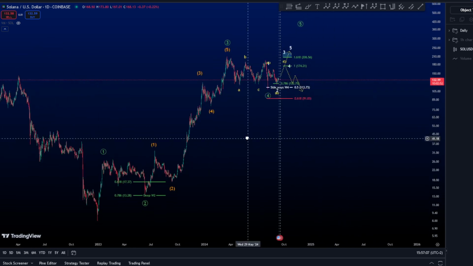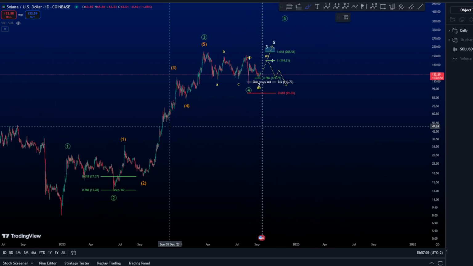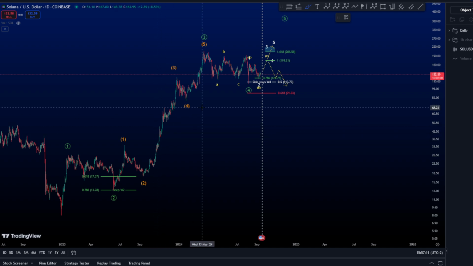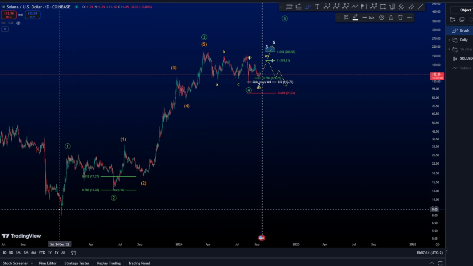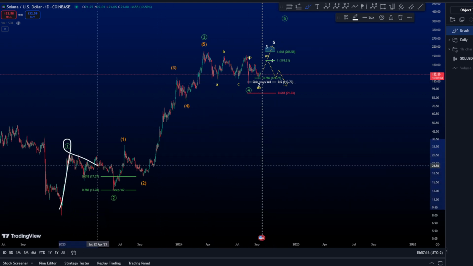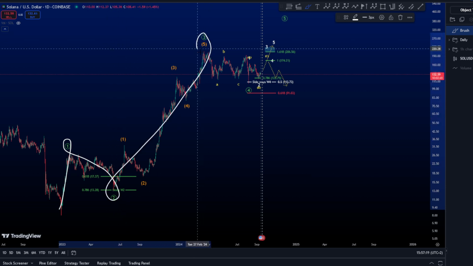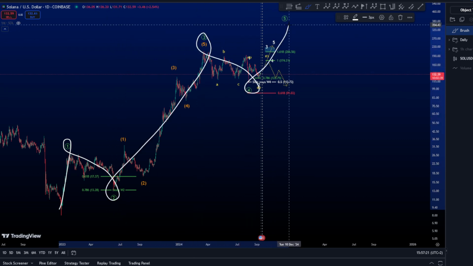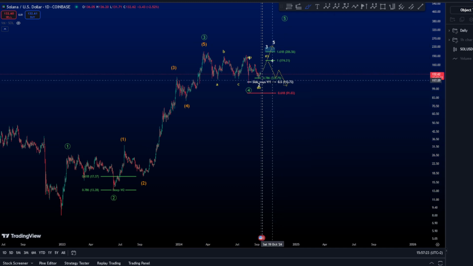Starting with the daily chart. As you can see, we are looking to finish an impulse with a wave 5, where we can see in the label here green 1, 2 and 3, and a finished wave 4, and we are still looking for a wave 5 towards the upside.